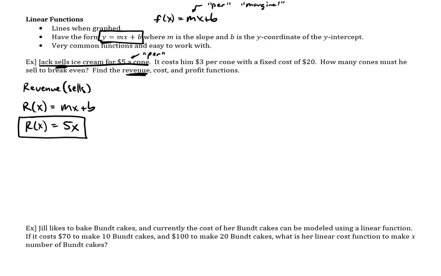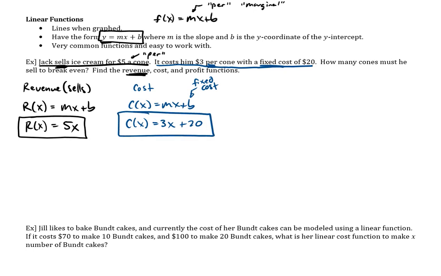Okay, and then we go into cost. Let's do that in blue. So it talks about cost, $3 per cone with a fixed cost of $20. Okay, so let's go ahead and write it right here. So our cost function, we will have c of x equals, it's the same linear form, mx plus b. Well, here we see the per, so that means that will get attached to the x, so we have 3x. The fixed cost will be what the b is, so plus 20. So b, when it talks about costs, is a fixed cost. So it's 3x plus 20 would be that function.